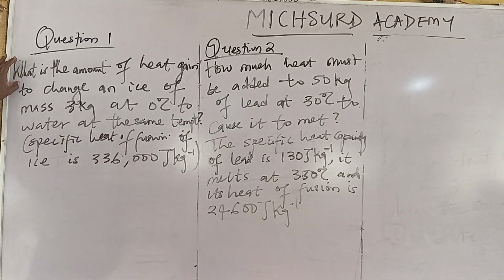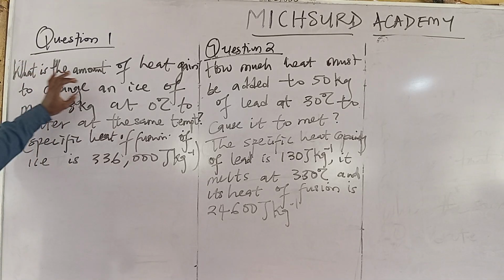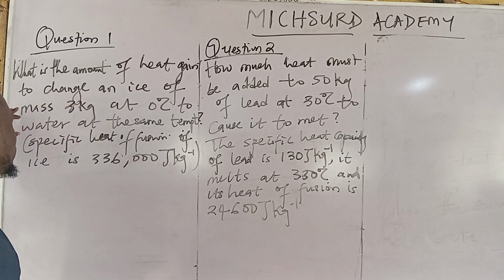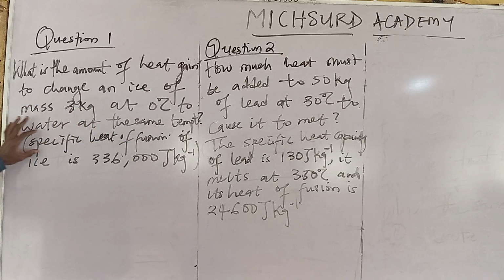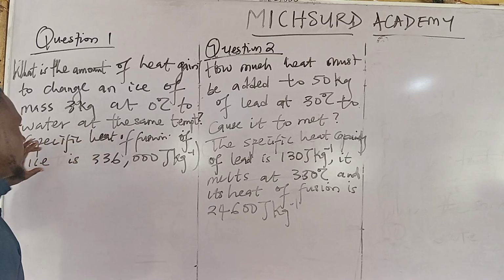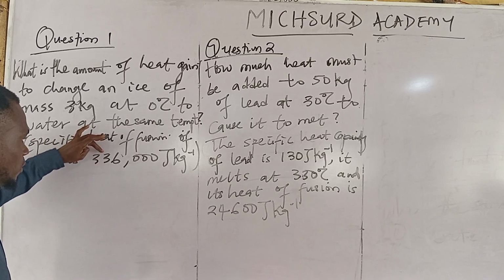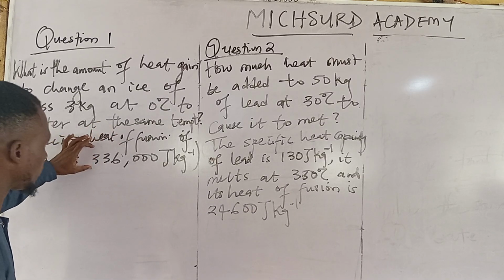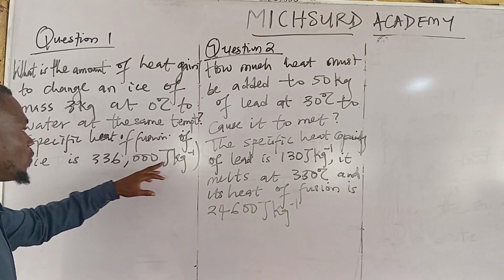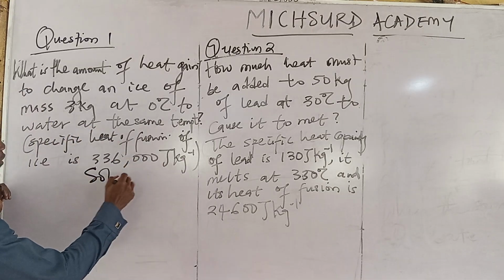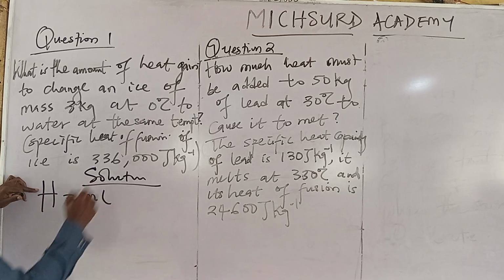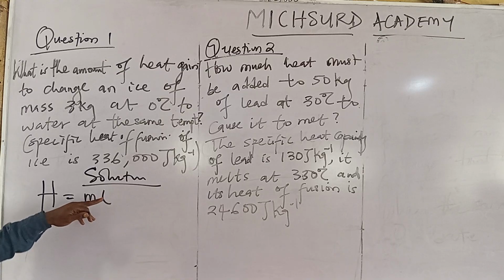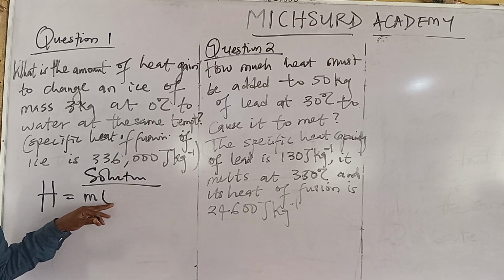The first one says, what is the amount of heat gained to change ice of mass 3 kg at 0 degrees Celsius to water at the same temperature? The specific heat of fusion of ice is given as 336,000. So we have that in the solution: the latent heat is equal to ml, where m is the mass and l is the specific heat of fusion.